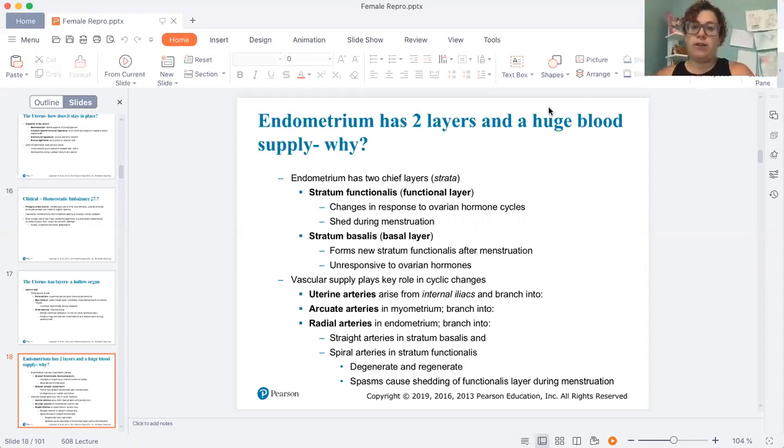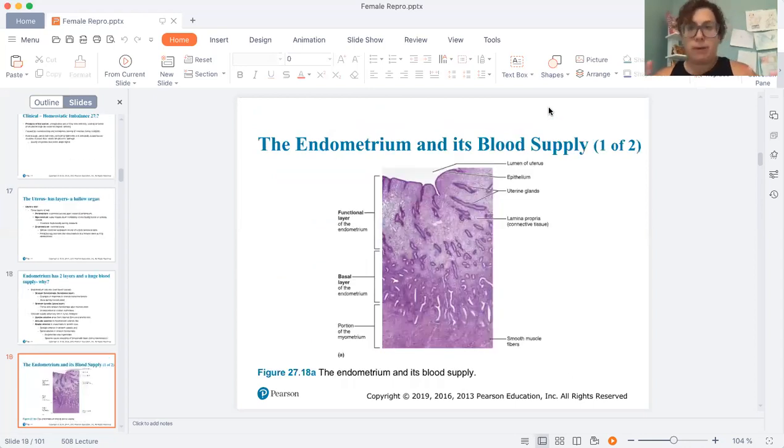And then as far as the arteries go, we have uterine arteries that come in to supply the endometrium, and those lead into the arcuate arteries, which are in the myometrium, and these become radial arteries in the endometrium. The radial arteries then become either straight arteries in the stratum basalis or spiral arteries in the stratum functionalis. It's important to know about these spiral arteries, though. These spiral arteries degenerate and regenerate, and they're responsible for the spasms that occur to shed that functional layer when females menstruate.